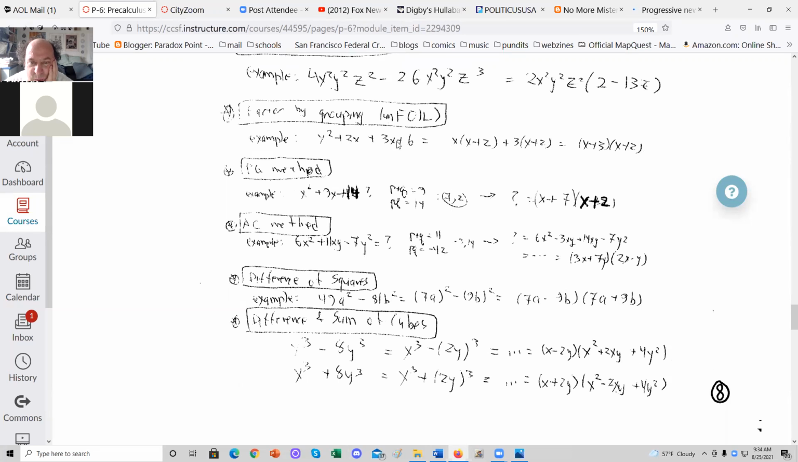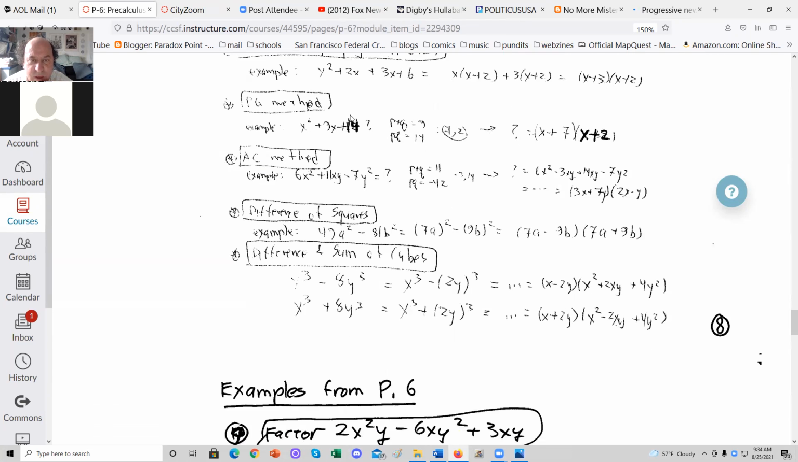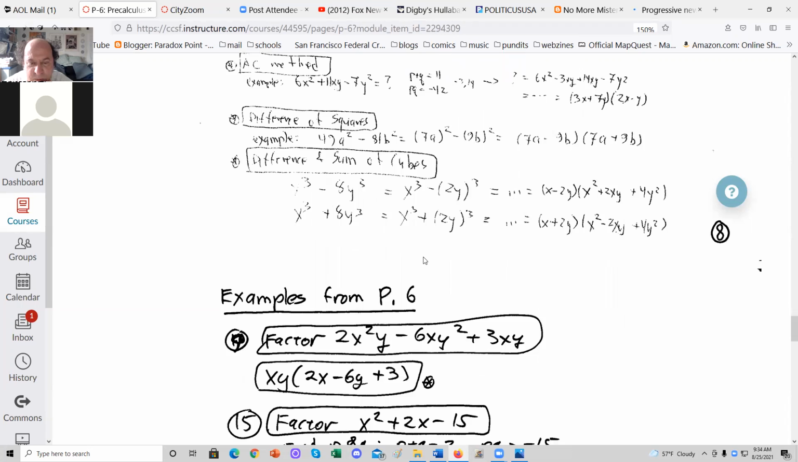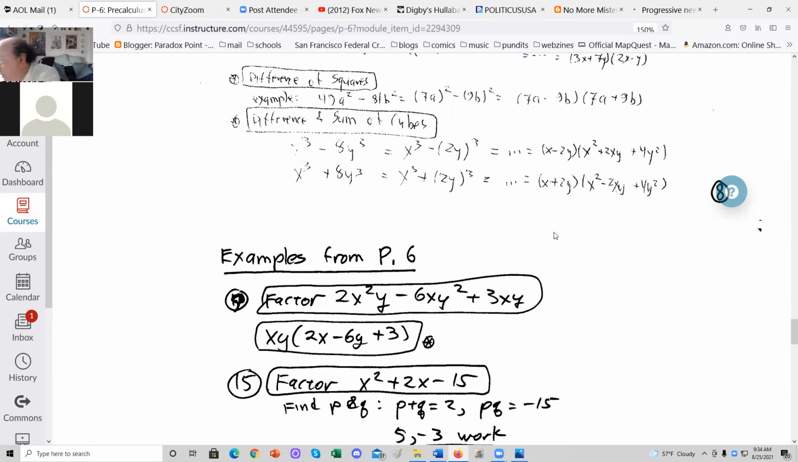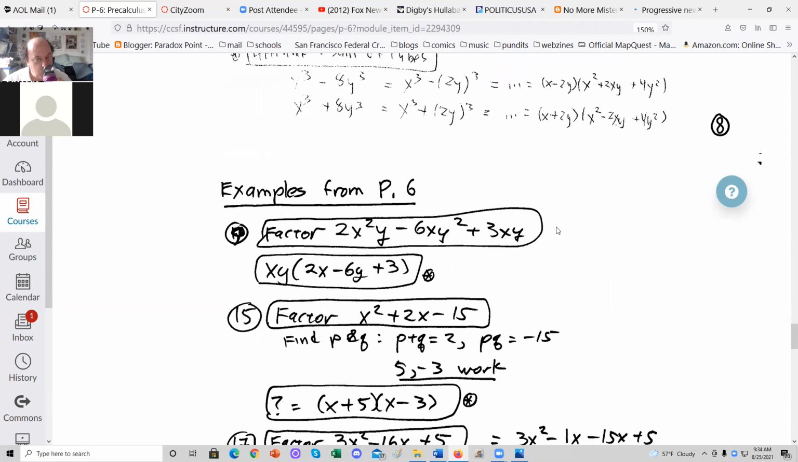You have two terms plus two terms: factor the first two terms, factor the second two terms. This is so arranged that these have a common factor, x plus 2, and that times x plus 3. There's the PQ method, there's the AC method, there's difference of squares, and there's difference and sum of cubes. So, some examples. Factor 2x squared y minus 6xy squared plus 3xy.